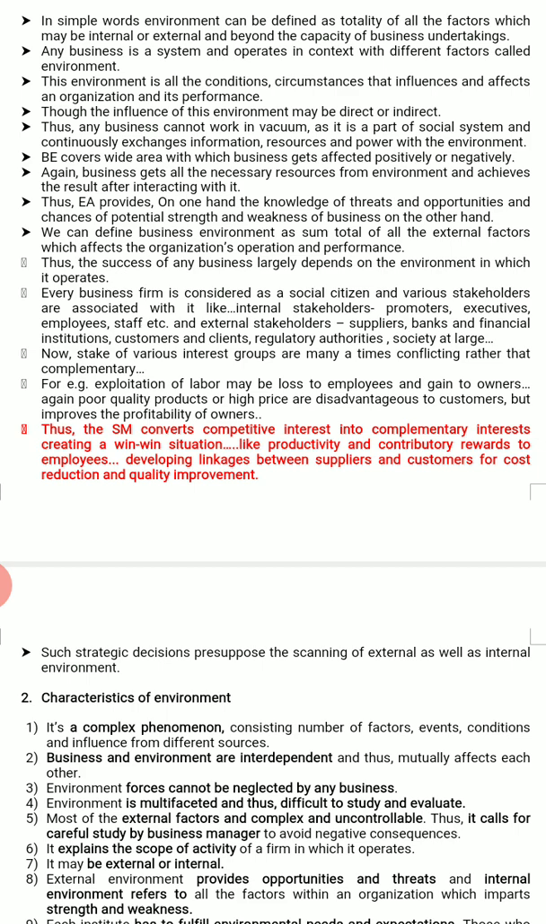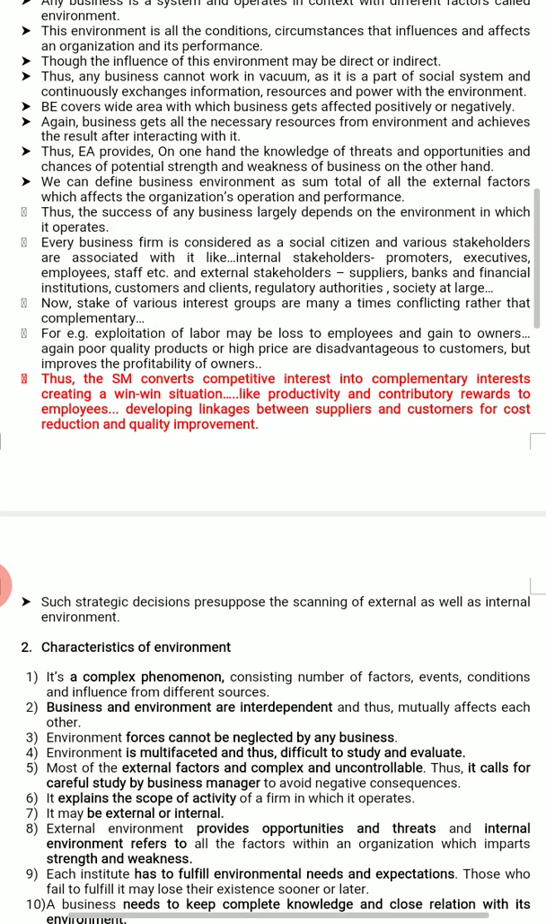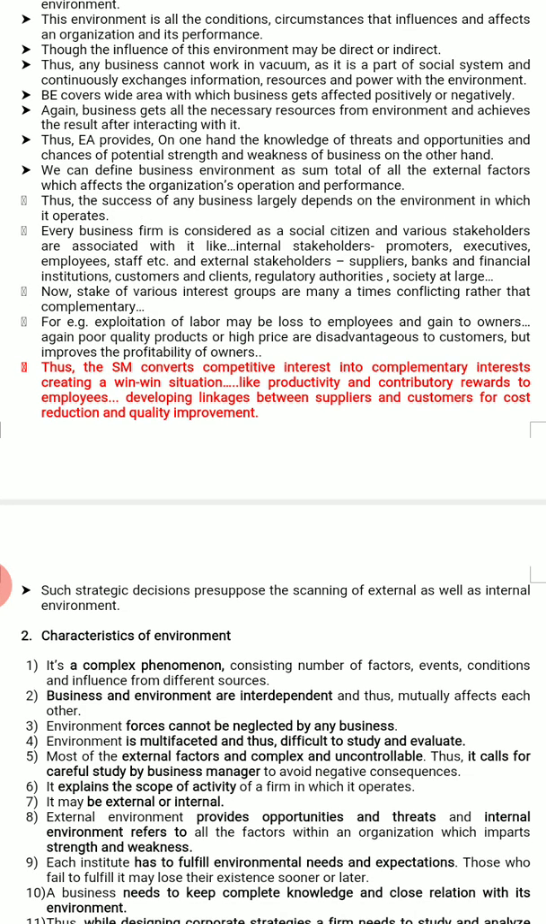Thus environmental analysis, EA, provides on one hand the knowledge of the threats and opportunities that exist in the external environment, and on the other hand the weaknesses and strengths of the business. Thus we can define business environment as the sum total of all those external factors which affect the organization's operations and performance on an overall basis. Thus, the success of any business largely depends on the environment in which it operates.